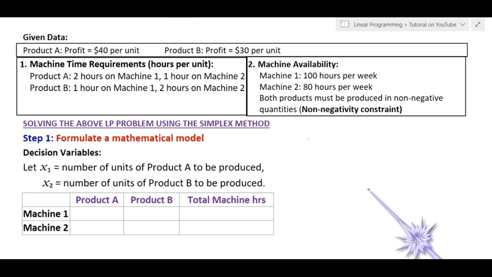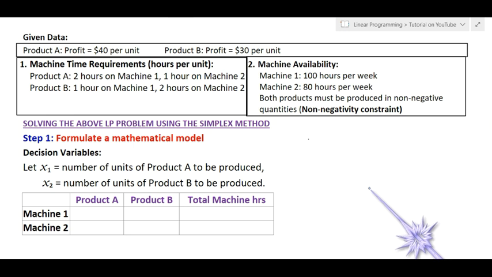Here we have product A, we have product B, total machine hours. Now say, let X1 be the number of units of product A to be produced. Let X2 be the number of units of product B to be produced. Now, if we look at it, product A spends 2 hours on machine 1. Product B spends 1 hour on machine 1. Meanwhile, machine 1 has 100 hours per week maximum.